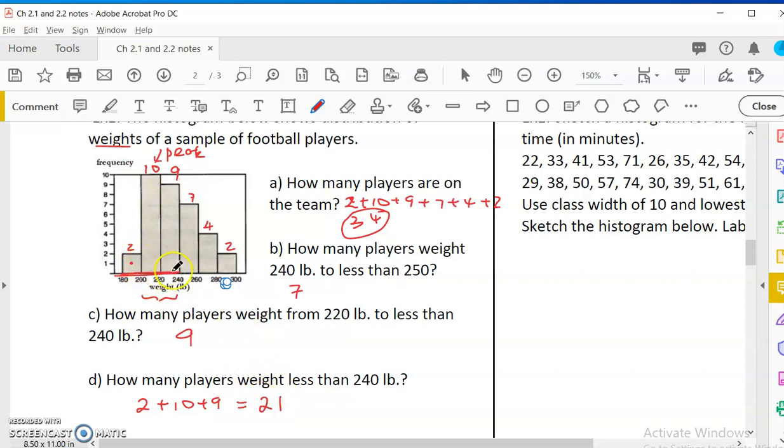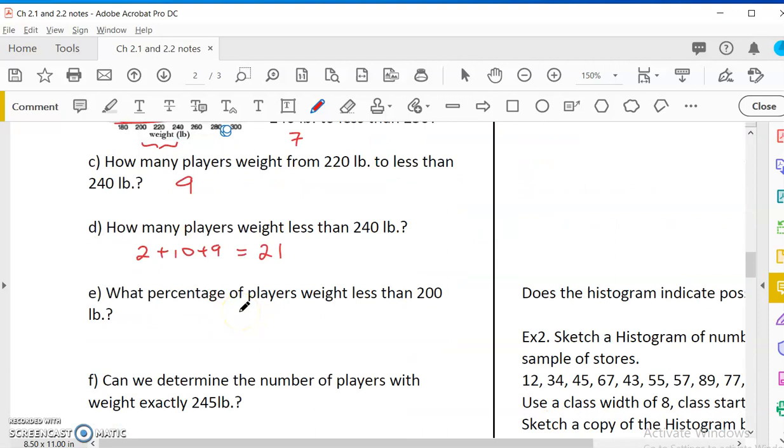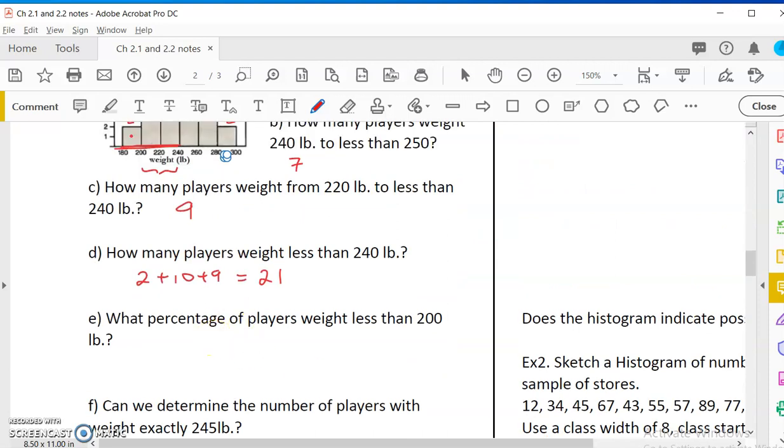So you can see that a lot of players are on the low end. Above 240 is very little. So you can see that it is skewed. The data is skewed. What percentage? So instead of finding the number, so I should say 21 players. I should not say 21.